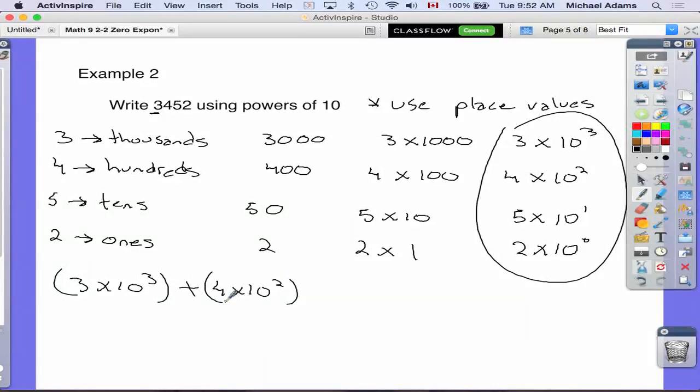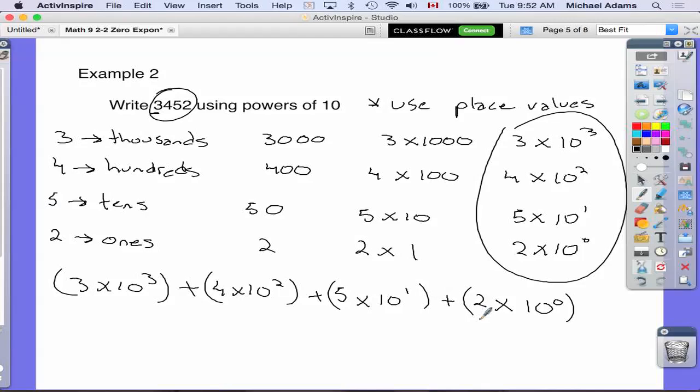Did you just say 3,000? No, the question's asking us to write this number using powers of 10, which is this over here. We first have to find the powers of 10, which we did. Now we're going to add it all together, which is like this. And the next one is 5 times 10 to the exponent 1. And then the next one is plus 2 times 10 to the exponent 0. And that's our final answer.